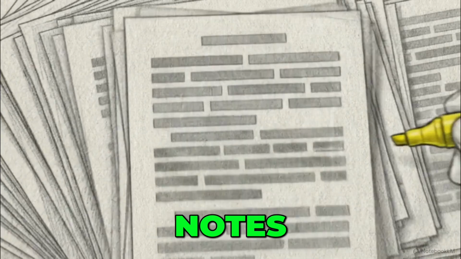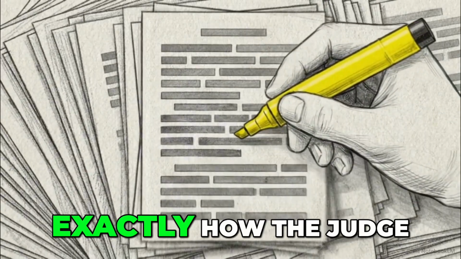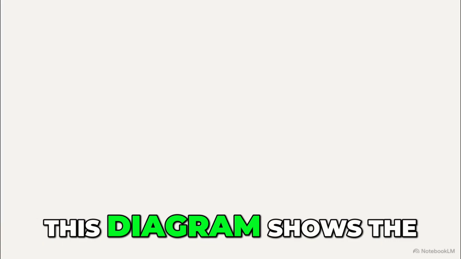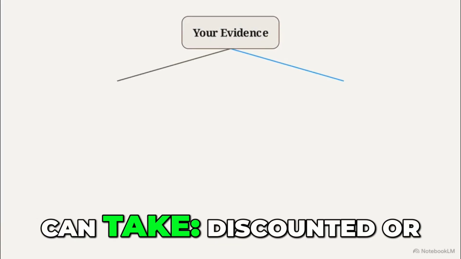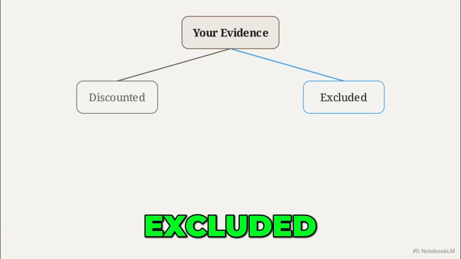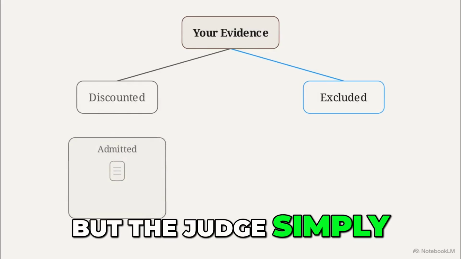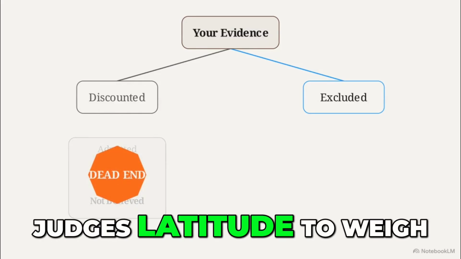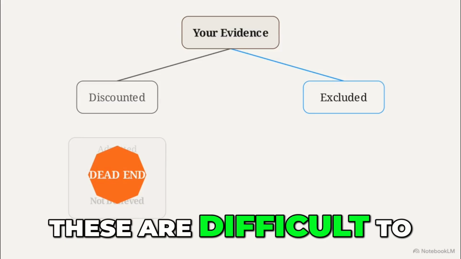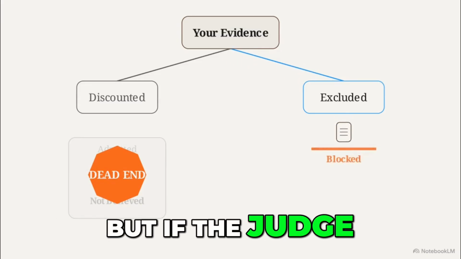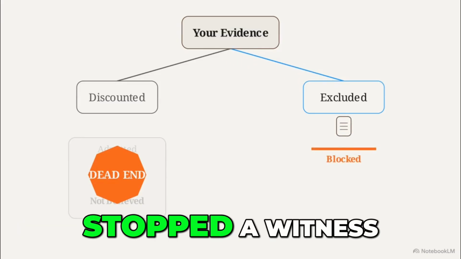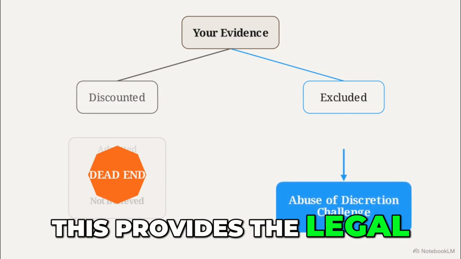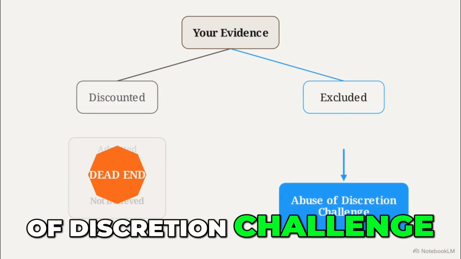Look closely at your notes. We need to identify exactly how the judge handled your specific piece of evidence. This diagram shows the two paths your evidence can take: discounted or excluded. If admitted but the judge simply didn't believe it, that's discounted. Because the law gives judges latitude to weigh testimony, these are difficult to challenge. But if the judge outright blocked evidence or stopped a witness, you are on the excluded path. This provides the legal opening for an abuse of discretion challenge.